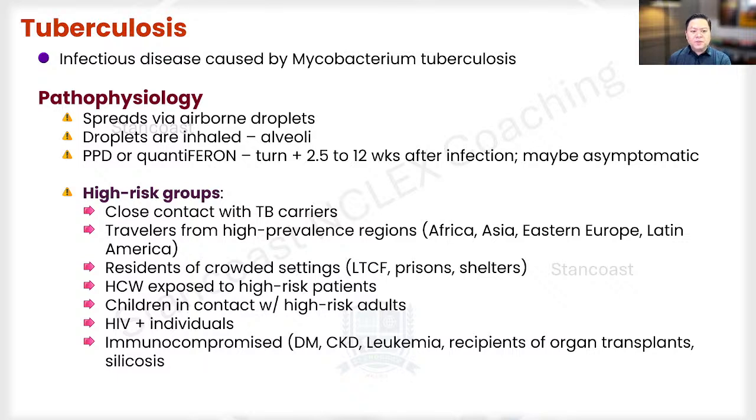And those people who are malnourished, underweight individuals, and again, those taking long-term corticosteroids, or taking anti-rejection medications for those who have received an organ transplant. So they're really at risk of contracting tuberculosis.